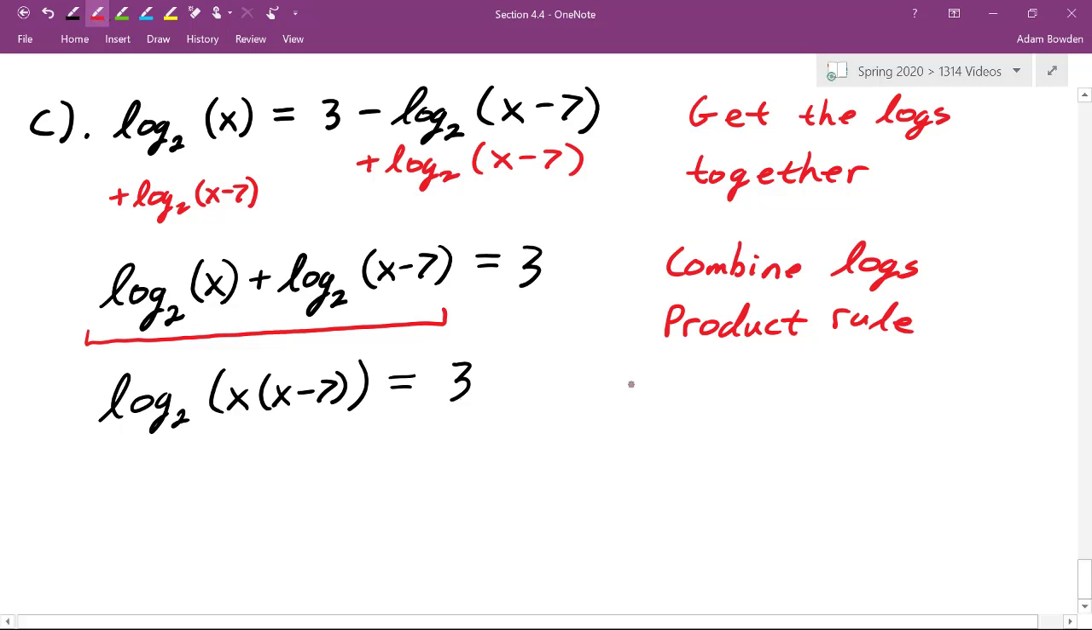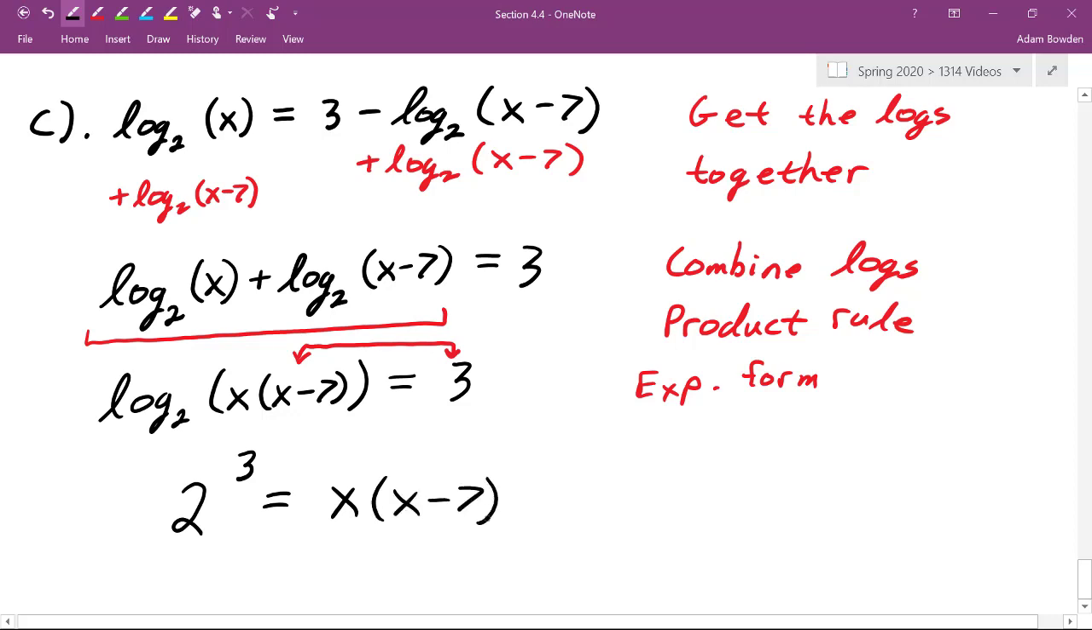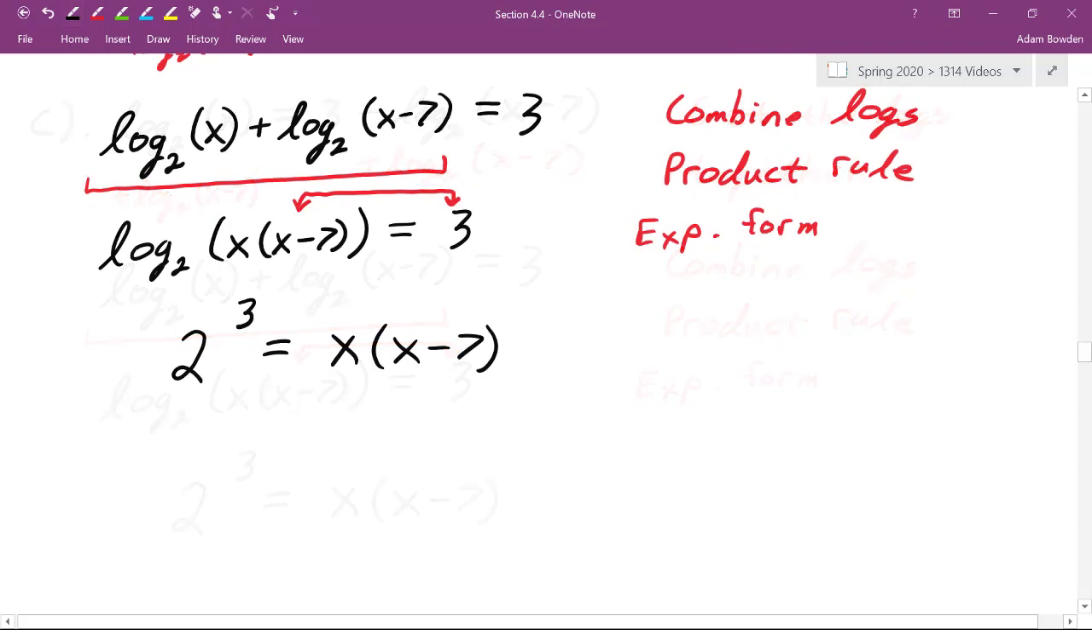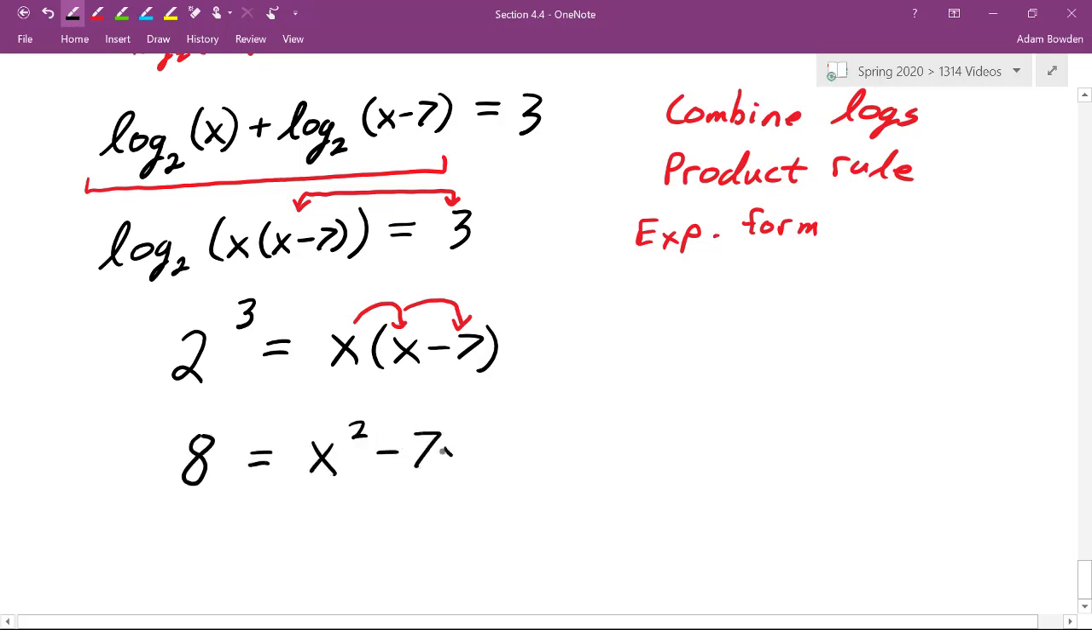And so now let's go ahead and convert this into exponential form. We'll swap around the 3 and the other stuff here. That changes it into 2 raised to the third power equals x times x minus 7. Okay, let's continue to solve it from here. We'll distribute the x. We'll make that 2 to the third, which is 8, equals x squared minus 7x.